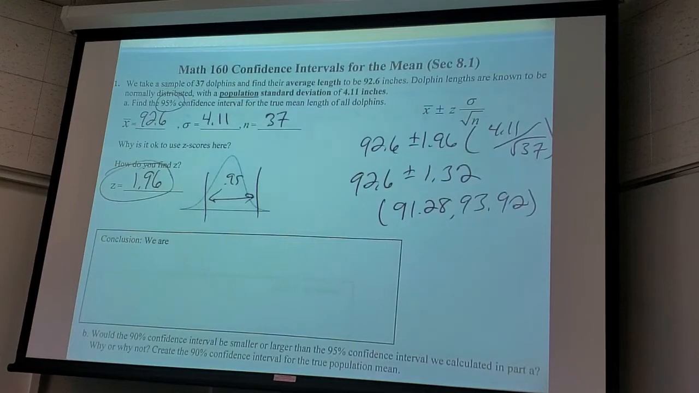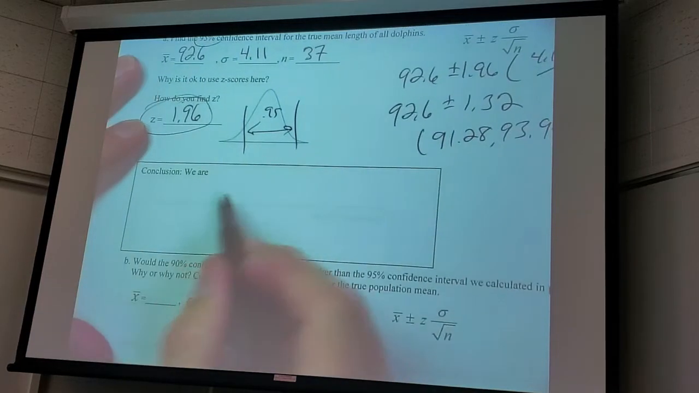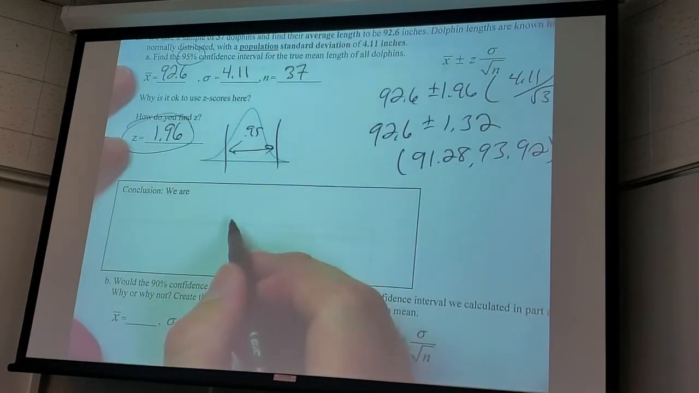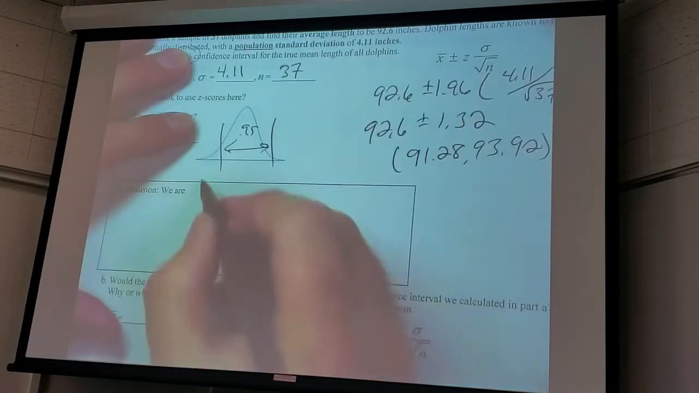So how does this work down here? Here's the conclusion. We are farmers, no stop. How confident are we about what we've done? 95%. Yes, which is pretty good for me. I don't know about you guys. We are 95% confident.